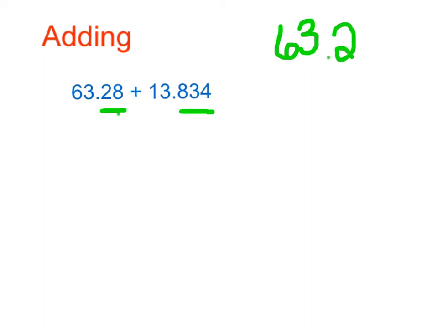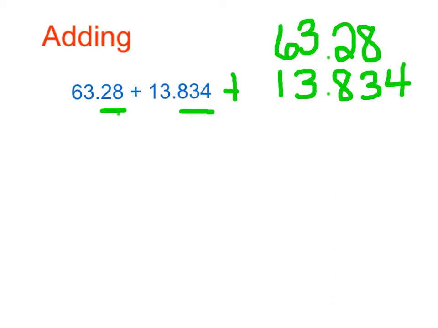63 and 28 hundredths plus 13 and 834 thousandths. That's what I'm going to line up. Make sure my decimal numbers are lined up so that I can just bring my decimal down. Now I'm going to add a 0 in that spot and add.